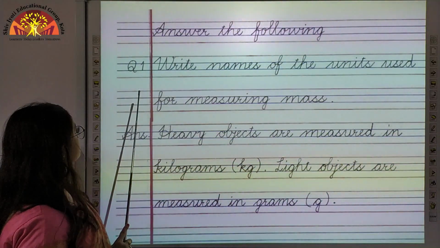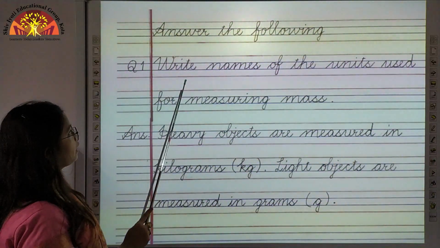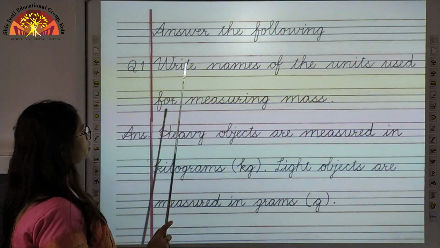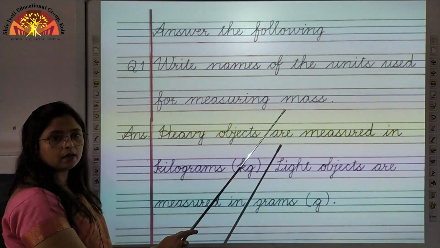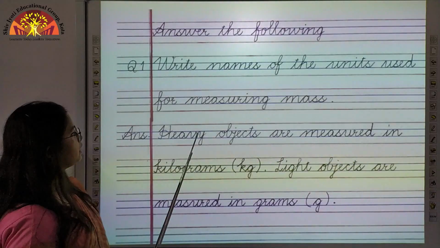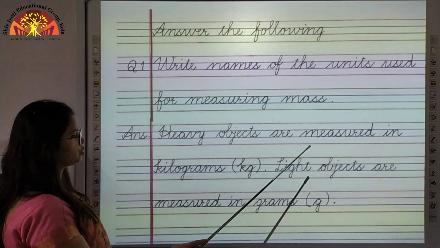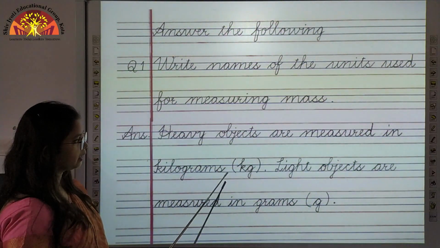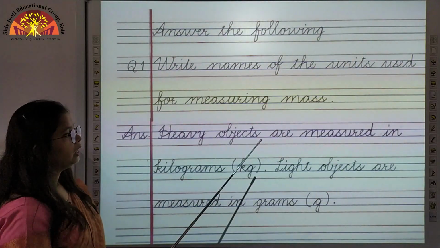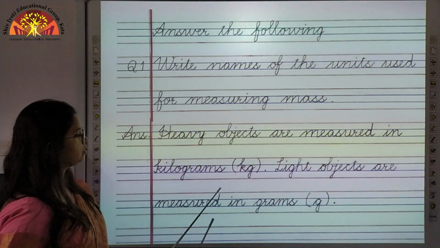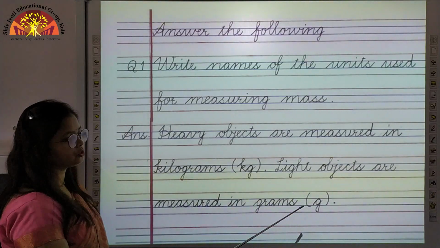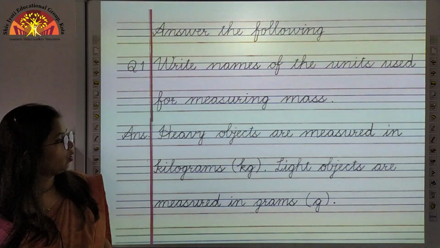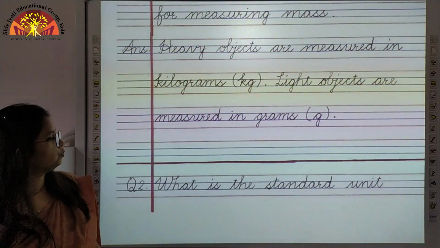So let us start with question number 1. Write names of the units used for measuring mass. And answer here is heavy objects are measured in kilograms, in bracket you have to write kg. Light objects are measured in grams and in bracket you have to write g. Now let us move to question number 2.